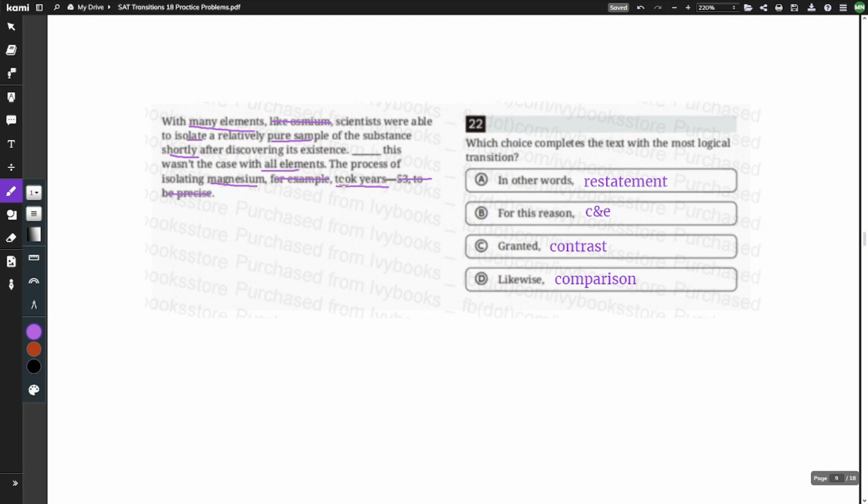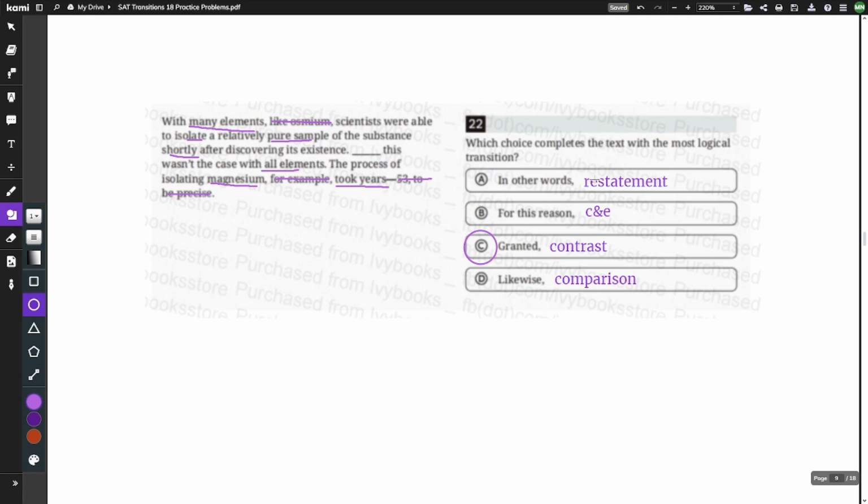Even though I crossed it out, it's just extra information. So basically, even though many elements you can isolate really fast, some elements you isolate really slow. All I'm trying to say is that it's contrast. So our answer is C, because it's contrast.